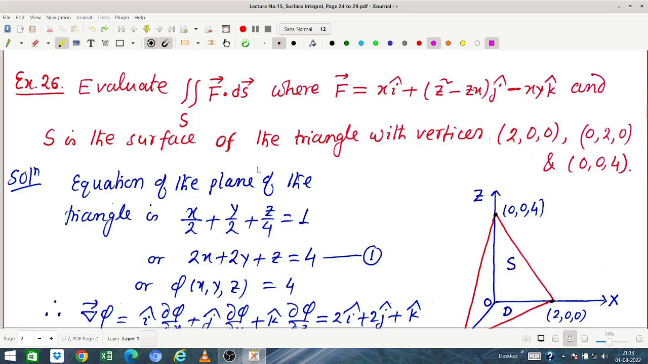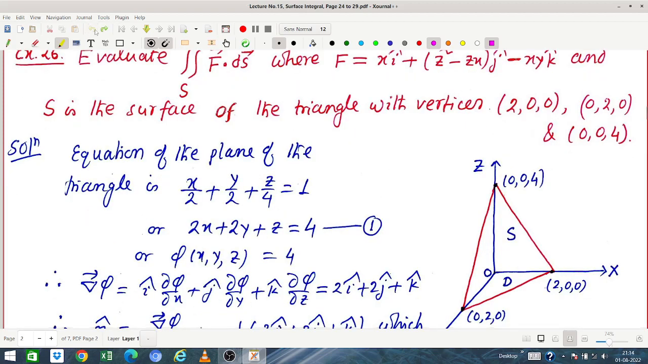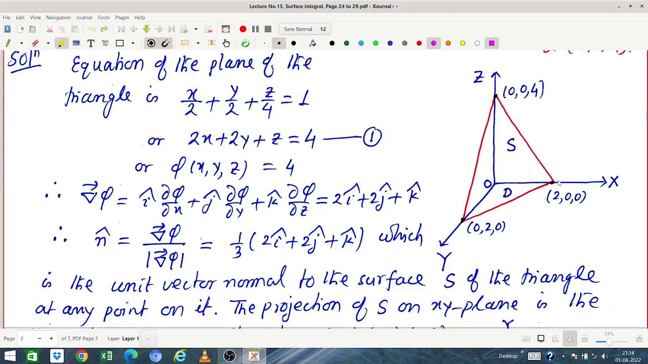Now let us see one example. Evaluate this surface integral over S of f vector dot ds vector, where f vector is x i cap plus (z square minus zx) j cap minus xy k cap, and S is the surface of the triangle with vertices (2, 0, 0), (0, 2, 0), (0, 0, 4). These are the coordinates of the vertices. So (2, 0, 0) is on the x-axis, (0, 2, 0) on the y-axis, and (0, 0, 4) on the z-axis.